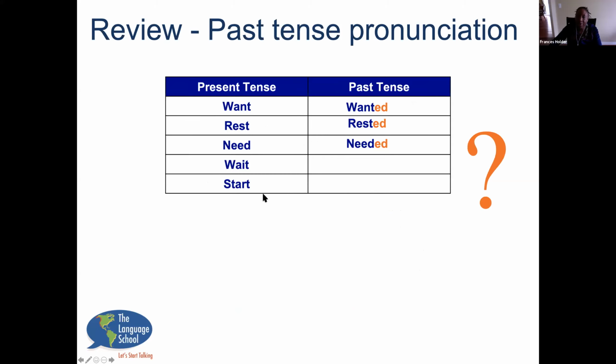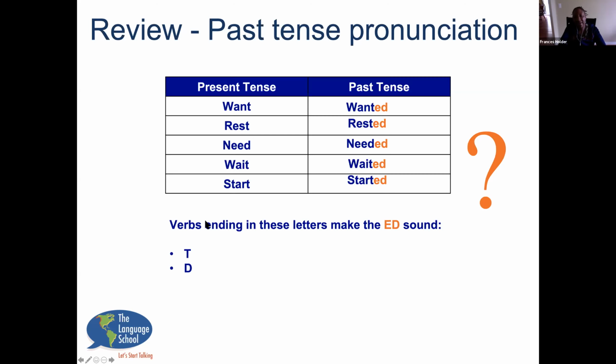Waited. Good. And started. Well done. Excellent. So basically, we can see that the verbs ending in T and D make the id or ed sound in the past tense, okay? We need to actually add that extra syllable and pronounce that extra syllable when the verb ends in T or D, okay? And this is the only occasion in which you pronounce that ed as an extra syllable rather than as just a letter, okay?